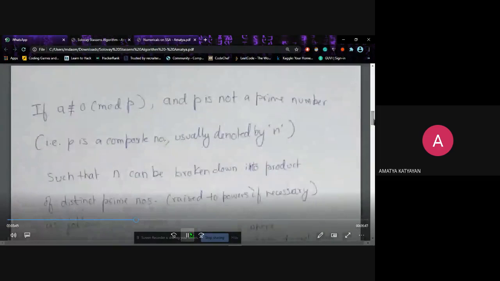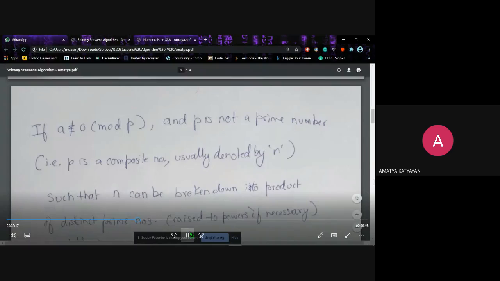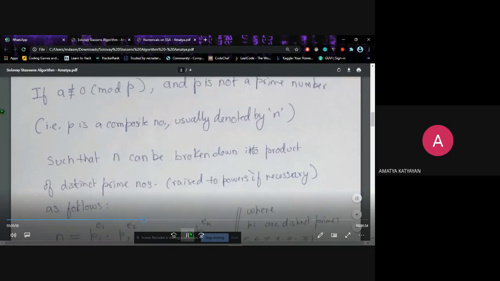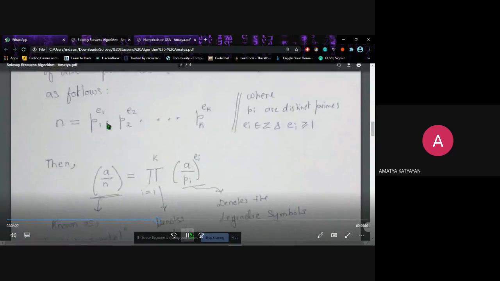If that n over there was composite, then it would have been a Jacobi symbol instead of a Legendre symbol. That's what we have defined formally: if a is not congruent to 0 modulo p and p is not a prime number, that is, p is a composite number usually denoted by n, we don't denote it by p, we denote it by n, such that n can be broken down into products of distinct prime numbers raised to powers if necessary, as follows.